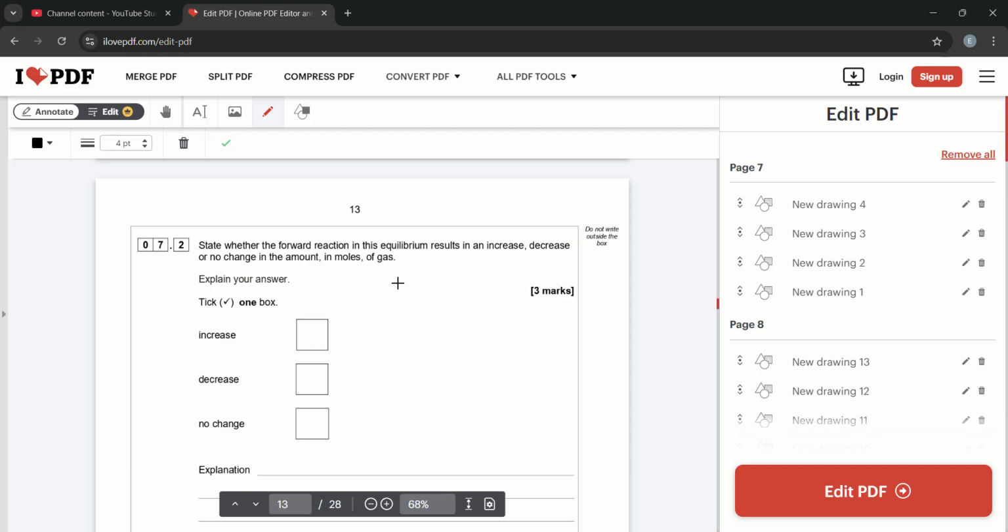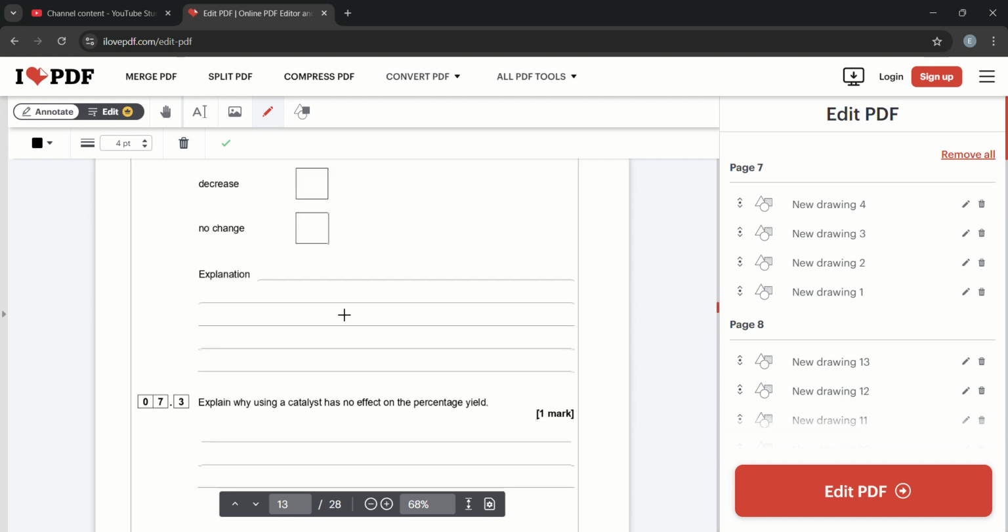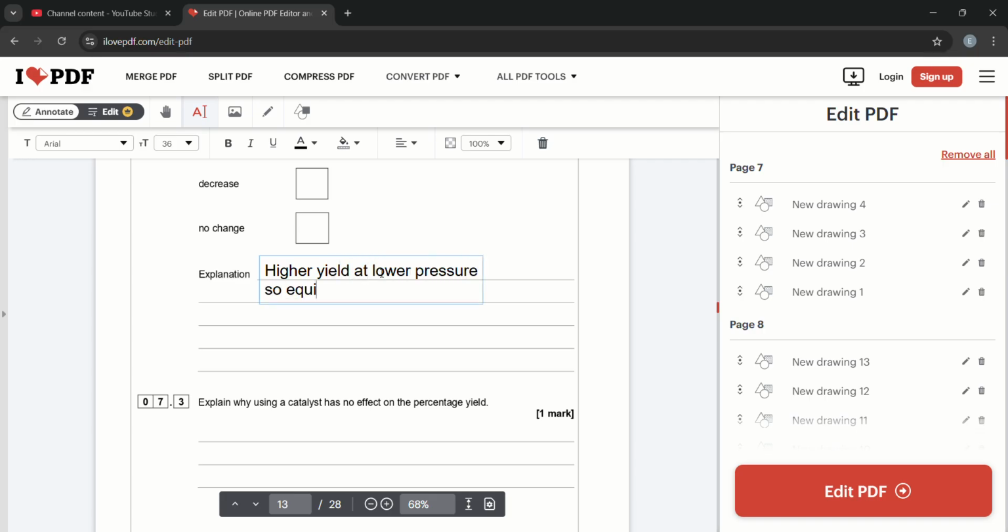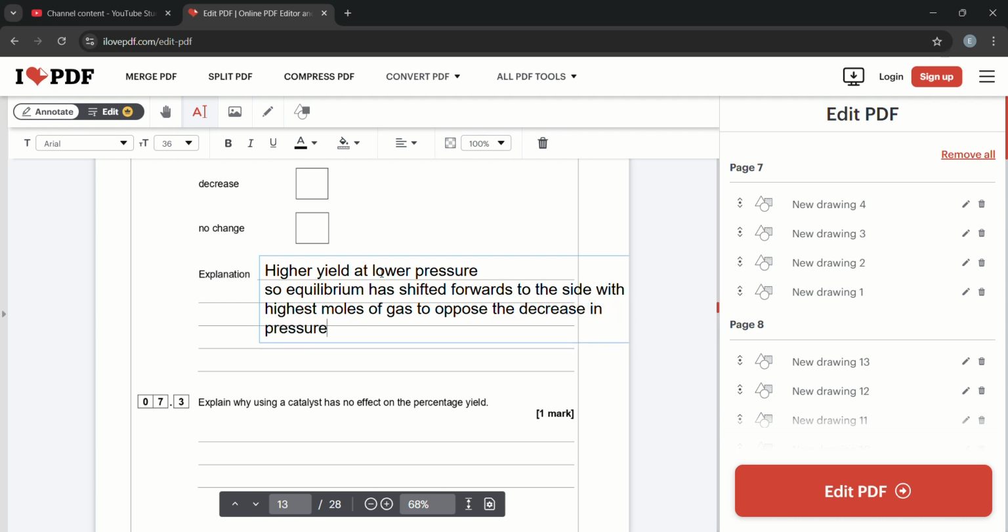7.2. Stay with the forward reaction. This equilibrium results in an increase, decrease, or no change in moles of gas. It's going to be an increase. Reason being, as before, we had a higher yield at low temperature, we've got a higher yield at lower pressure. So equilibrium has shifted forwards to the side with the highest moles of gas to oppose the decrease in pressure.